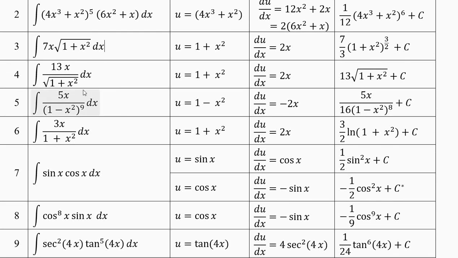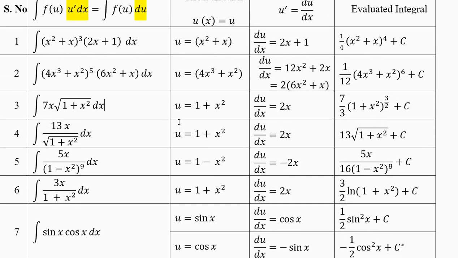Example number 4. You have 13x over square root of 1 plus x square. Now what's the function here? Again, your f function is a power function, n equal to minus half, and what is inside the square root, which is u equal to 1 plus x square. So the argument of the function f is u equal to 1 plus x square, whose derivative is 2x, and the x is sitting here in the numerator, and this 13 and 2 will get adjusted in the steps.